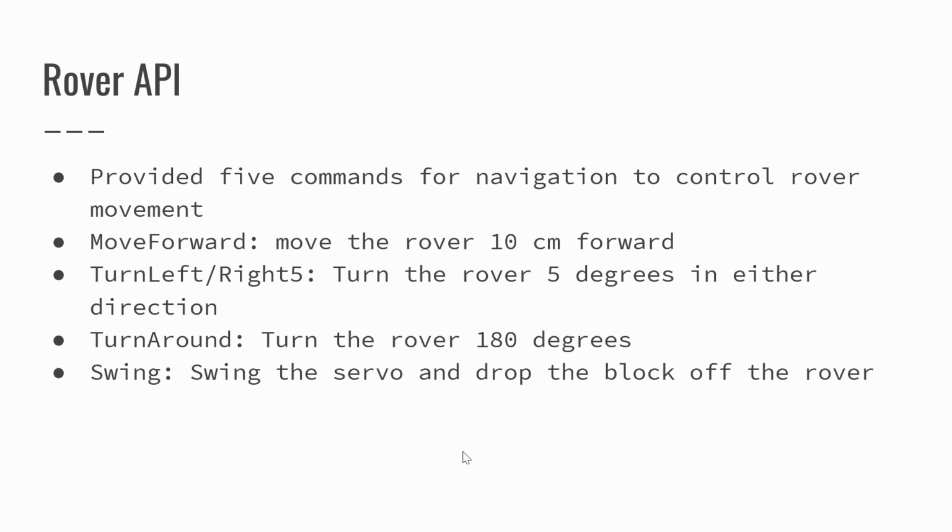The Rover API provided 5 commands for navigation and control of rover movement. It had move forward, which moved the rover 10 centimeters forward, turn left or turn right 5, which turned the rover 5 degrees in either direction, turn around, which turned the rover 180 degrees, and swing, which swung the servo to drop off the block once it got to the drop-off point.